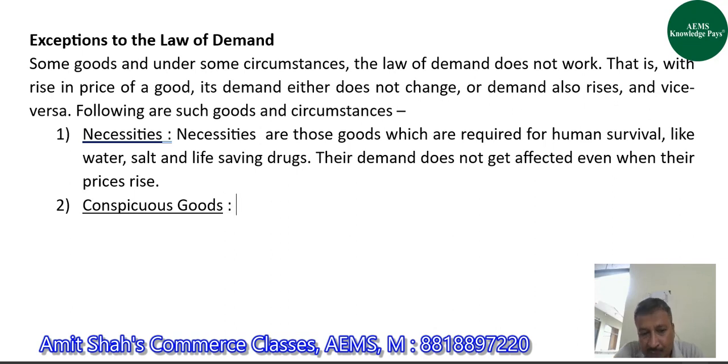The second one is conspicuous goods. Meaning of conspicuous is something which can be seen easily. That is conspicuous. Now, there are some goods, guys, which have become mandatory in human life. Though they are not necessities, they have become mandatory in human life, like mobile phone, like television, like cable connection.